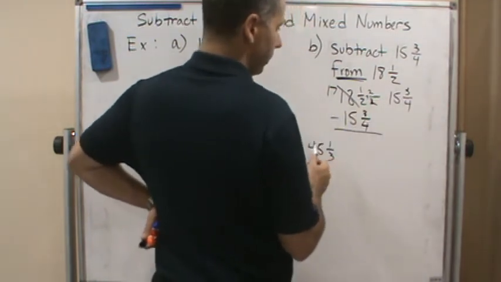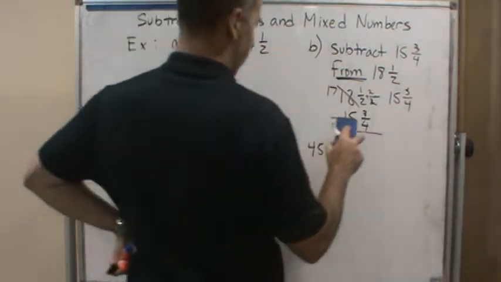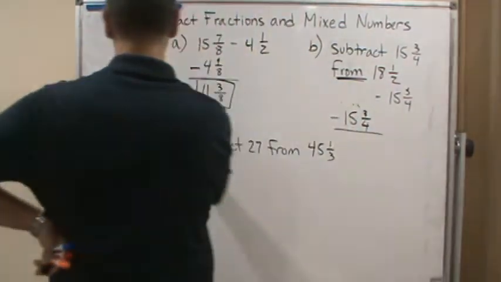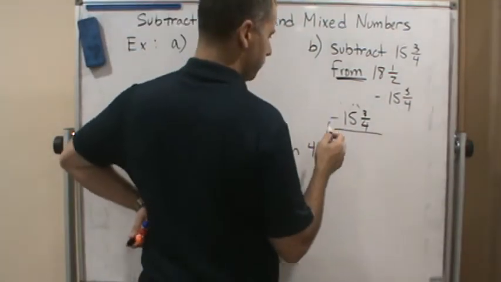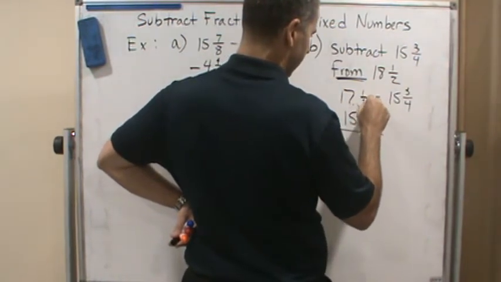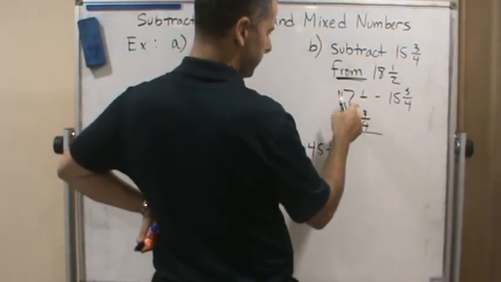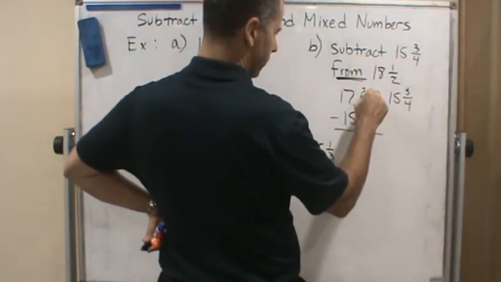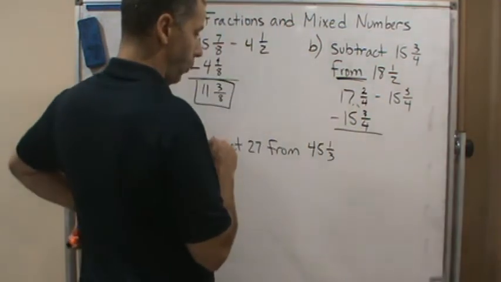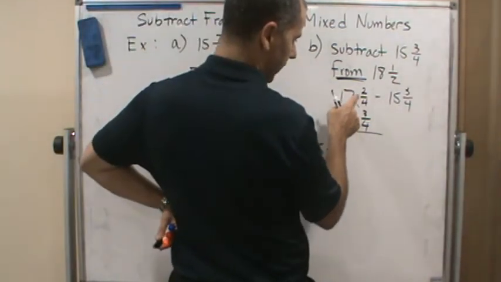So now, oh, hold on. I forgot one step. Let's go back. Before I borrow, I want to get a common denominator. Let's stick to the steps. So let's do 17 1/2. So now I'm going to change this 1/2 to 2/4, which is going to mean that this is going to be 2/4. And again, you can see the bottom is bigger than the top.